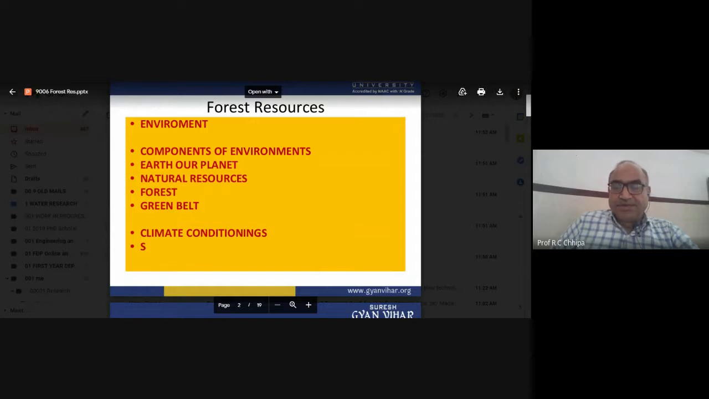So what happens in the case of the lithosphere? Around 200 minerals are available on the earth. There may be aluminium, bauxite, there may be iron, hematite. Even coal and petroleum are also part of the earth. In the case of petroleum, the petroleum products come out from it, so that is also part of this. So now we have to come towards the natural resources.